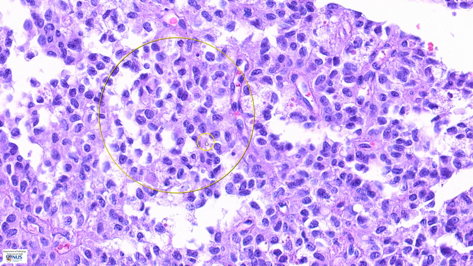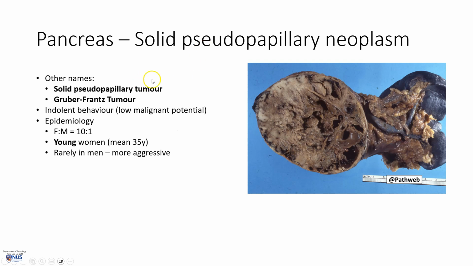Let's learn a bit more about solid pseudopapillary neoplasm. This tumor is also known as the solid pseudopapillary tumor or the Gruber-Franz tumor. It generally has indolent behavior with low malignant potential, and this tumor is much more frequent in women than in men, particularly in young women. And sometimes when they do occur in males, they tend to occur in the older age group and may be more aggressive.